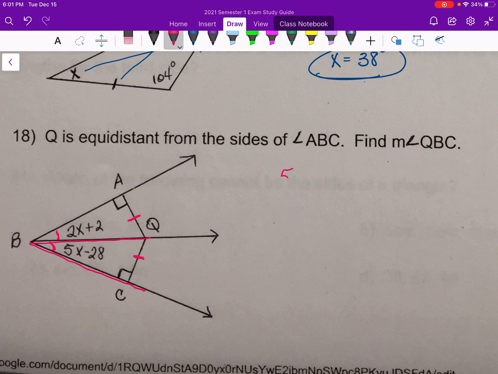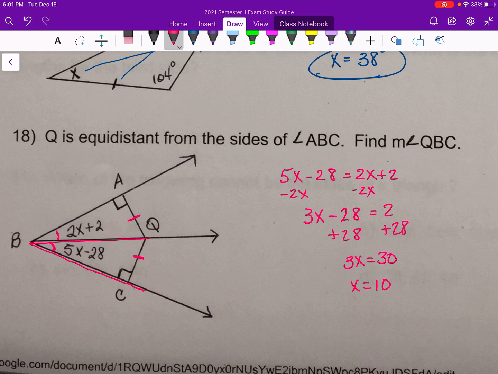Well, since those two angles are the same, we can set them equal to each other. We'll solve for x, and once we know what x is, we can find the measure of our angle. So we just go through the process of solving for x. And we get x is 10. So now to find the measure of the angle, we're going to plug 10 in for x. Our angle is 22 degrees.